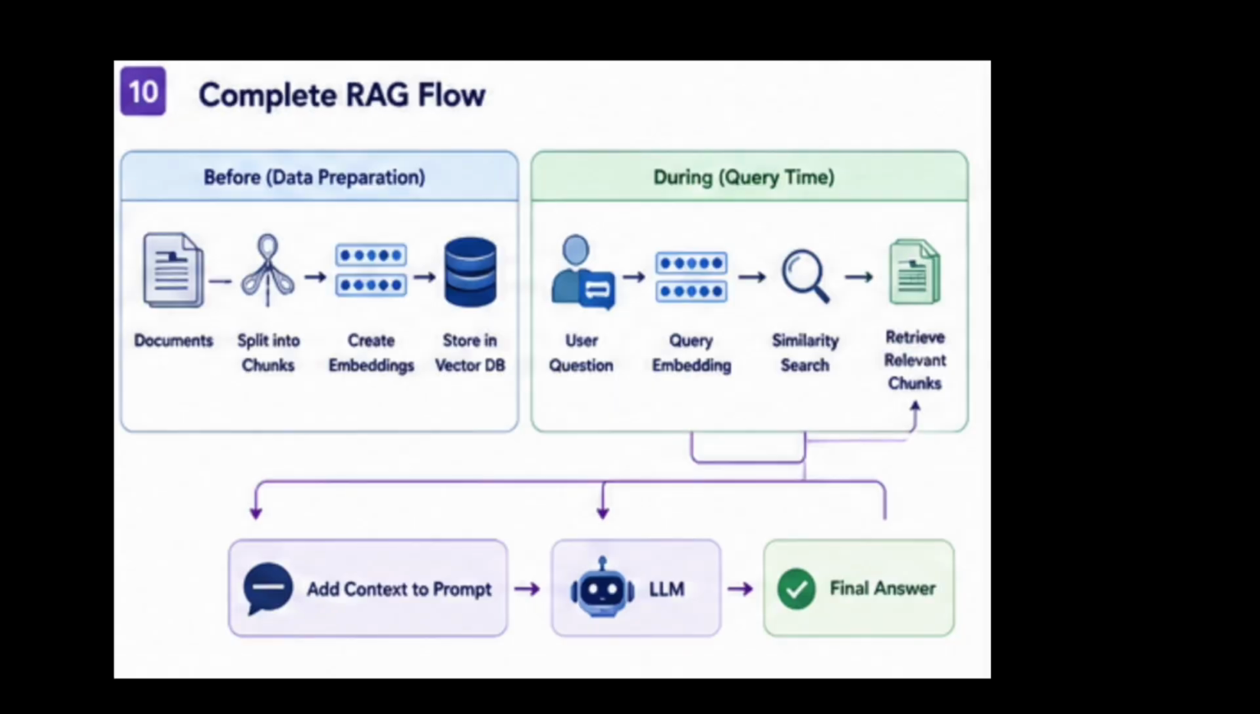This is the complete flow. Before the user asks a question, we prepare our documents. First, we split large documents into smaller chunks. Then we create embeddings for each chunk. These embeddings are stored in a vector database. Now the user asks a question. We create an embedding for that question. The vector database searches for similar document embeddings. The most relevant chunks are retrieved. These chunks are added to the prompt. Finally, the LLM uses this context to generate the answer. This entire process is called RAG, Retrieval Augmented Generation.